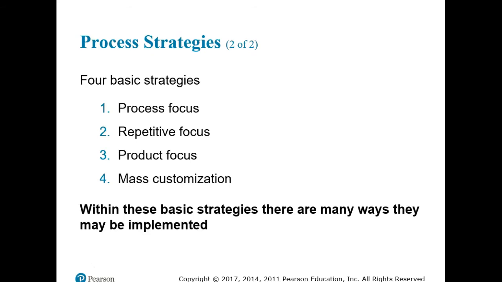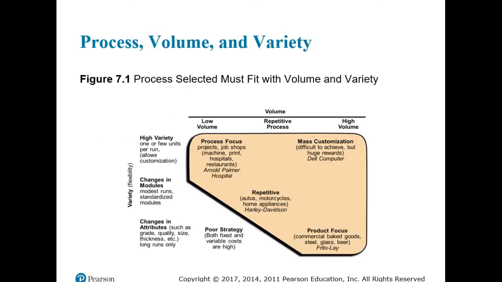So virtually every good or service is made by using some variation of one of 4 process strategies. The first one is process focus. Second one is repetitive focus. The third is product focus. And the fourth being mass customization, which we're going to go over all these here momentarily. Now, within these basic strategies, there are many ways they can be implemented. So the relationship of these 4 strategies to volume and variety is shown here in figure 7.1.